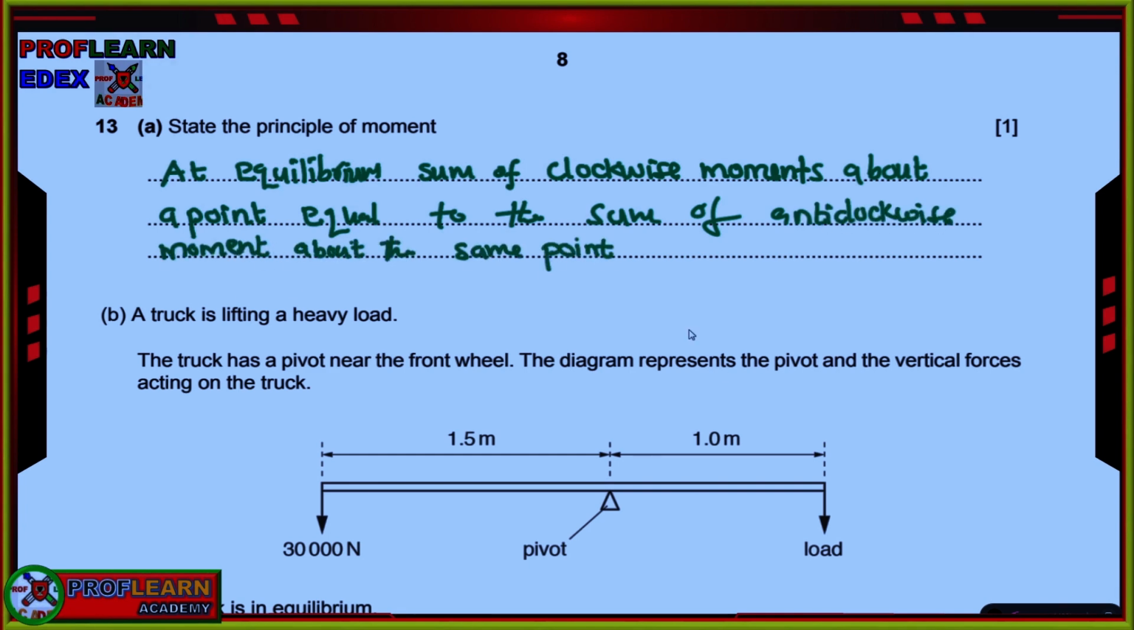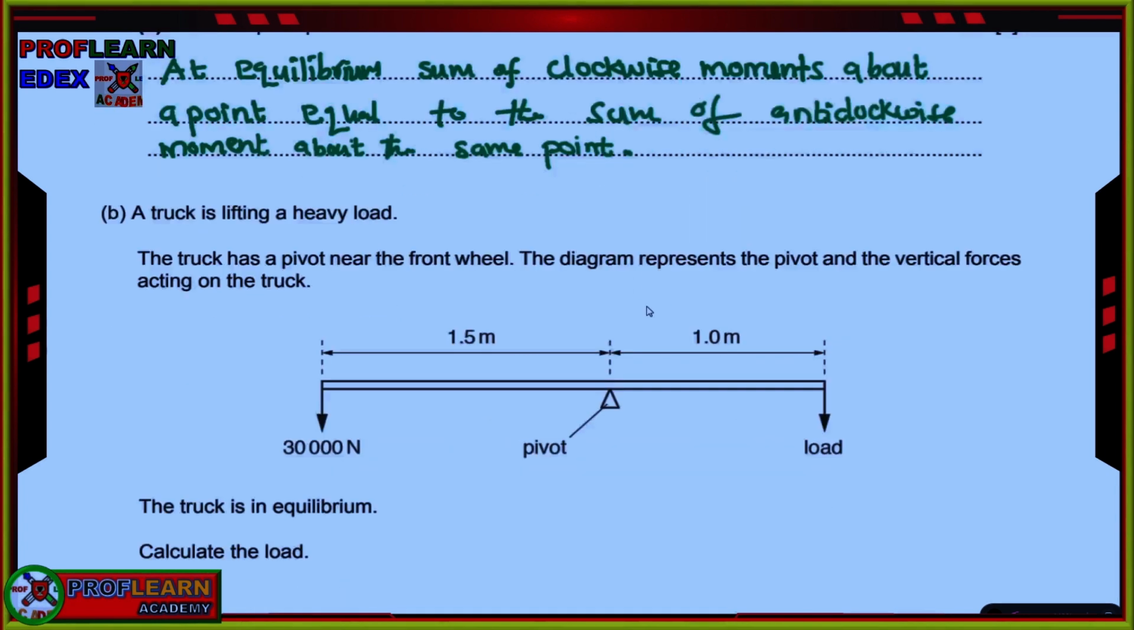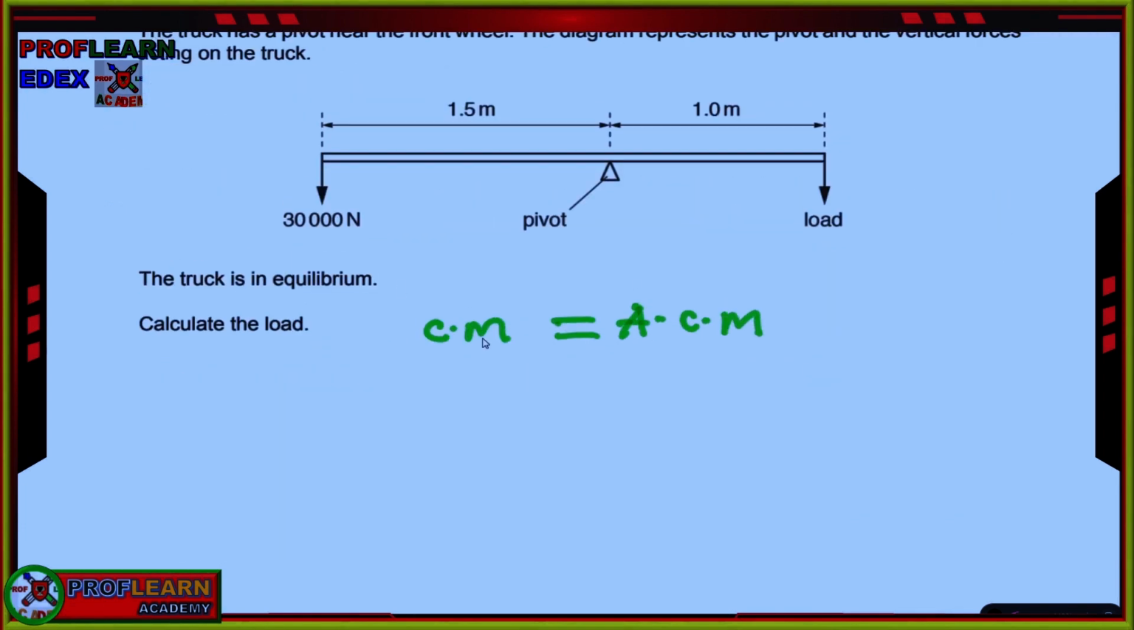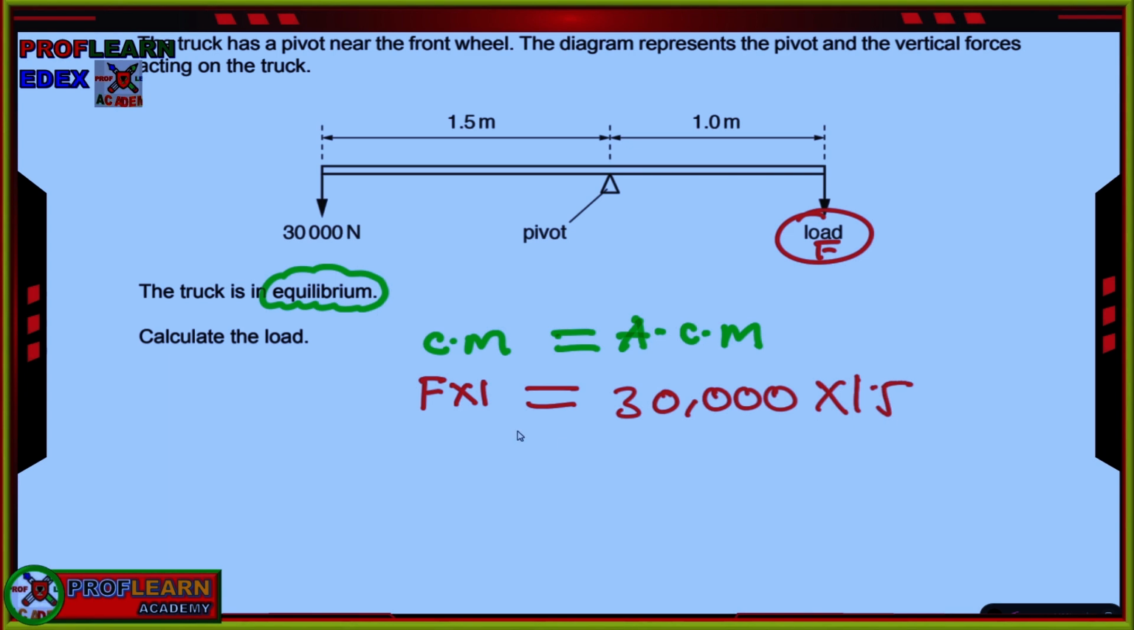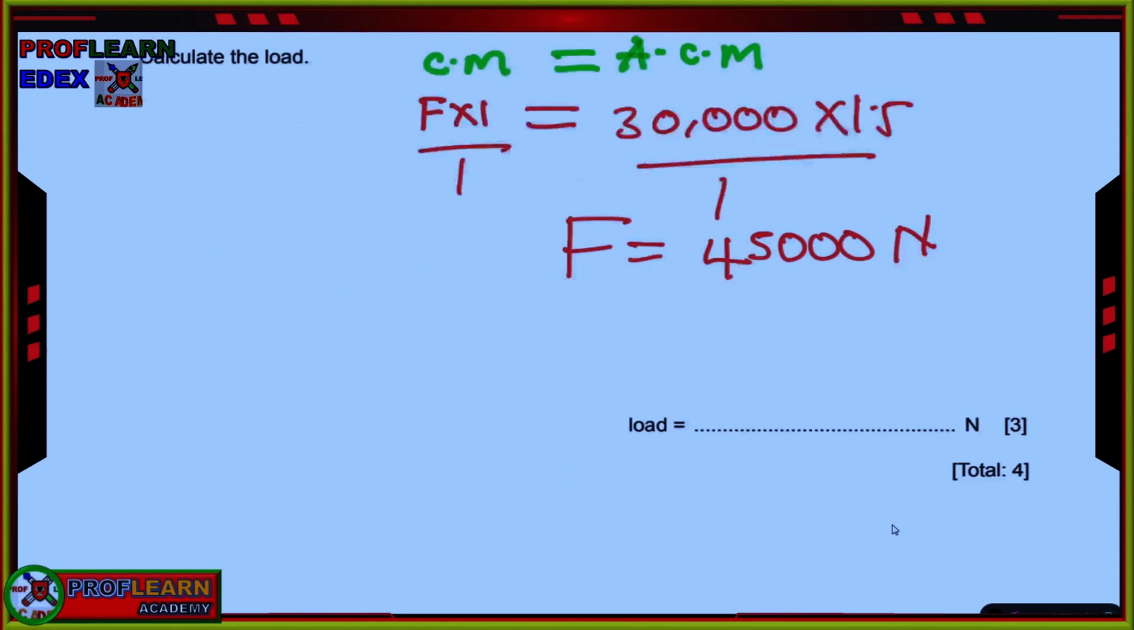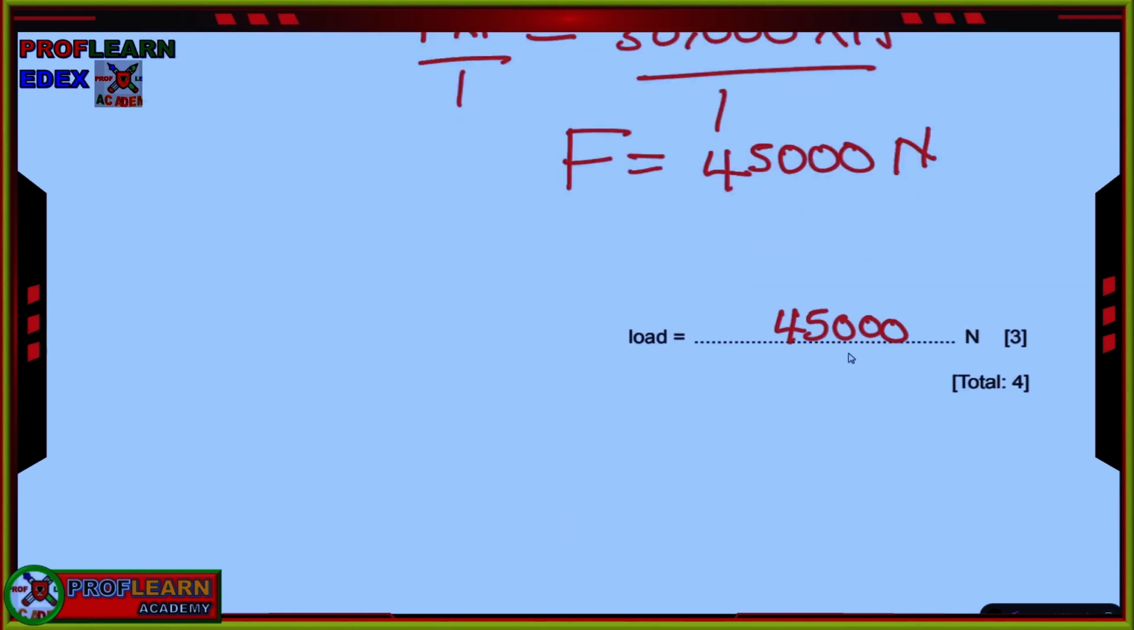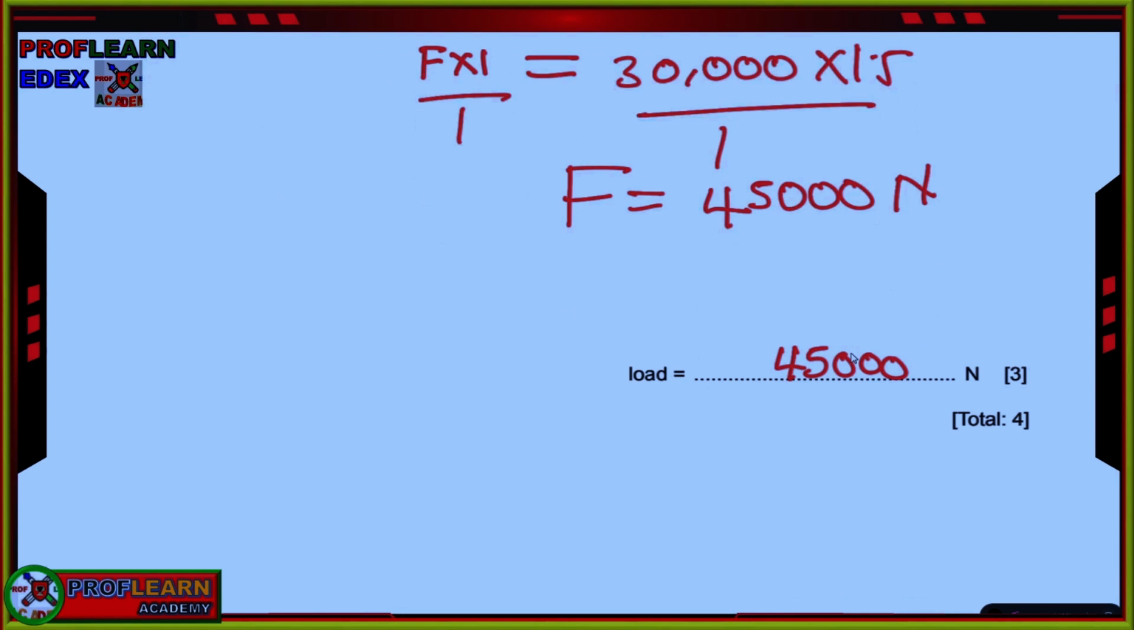So you need to understand the difference between the principle of moments and the principle of conservation of momentum, which says total momentum before collision is equal to total momentum after collision. You also need to understand how to use the principle of moments to work out a missing force like this. So you're going to say clockwise moment is equal to anti-clockwise moment, divide by 1 on both sides, and our F is going to translate to 45,000 newtons.